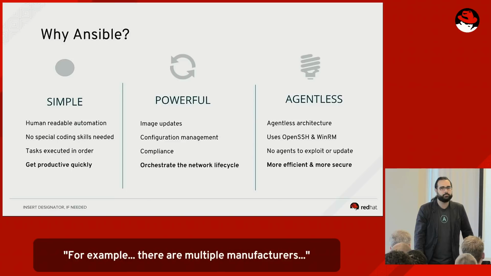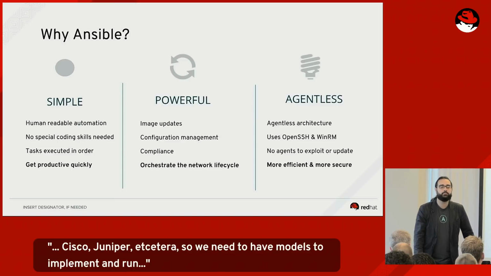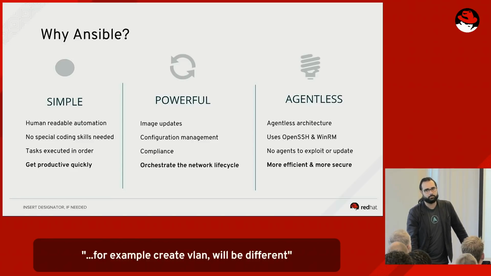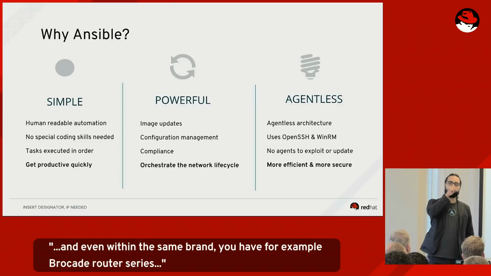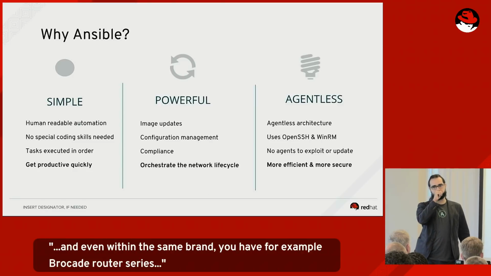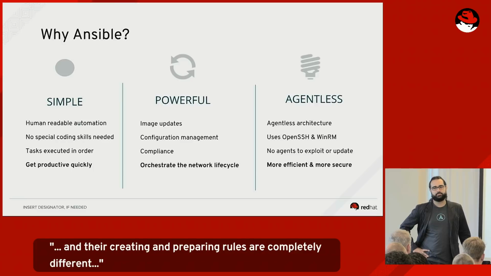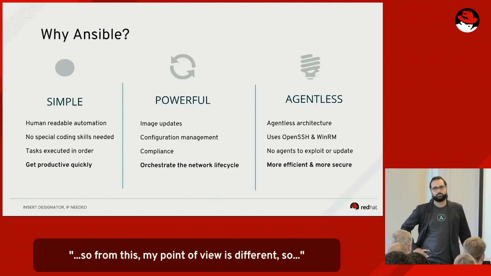For example, there are multiple manufacturers, right? Cisco, Juniper, etc. So you need to have modules implemented to run, for example, create a VLAN, because it's completely different. And even within the same brand, you have, for example, Brocade router series and Brocade L3 switches series, and creating a PBR rule is completely different. So from this point of view, it's different. Do you have a list of supported devices?